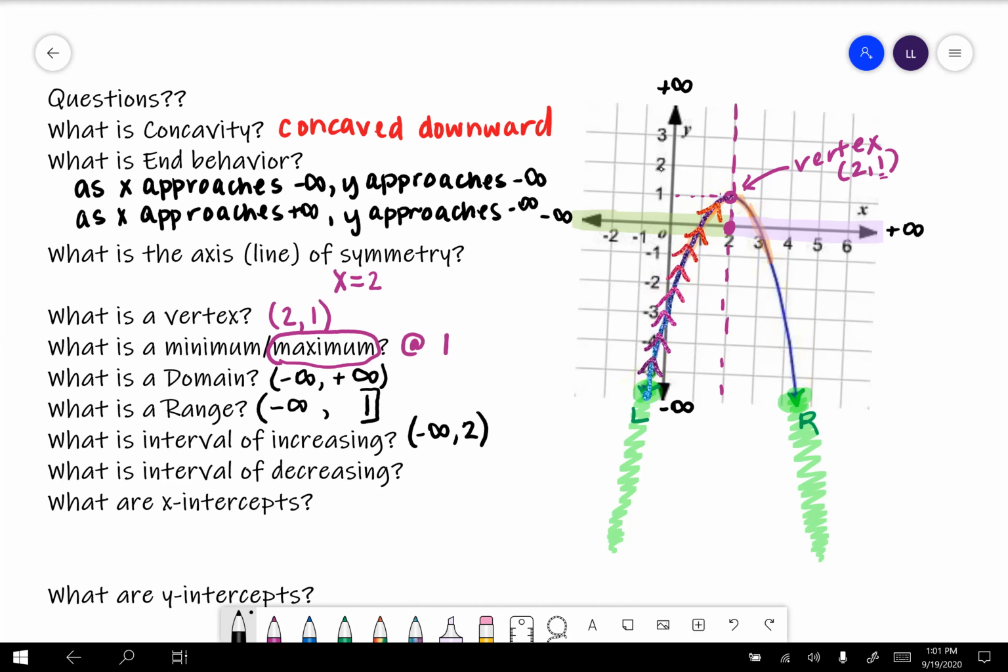Now let's go to the right side. So when you go to the right side, we pick up where we left off at 2. As you can see, we change direction at that vertex. And now what is the graph doing? Our graph is decreasing. So we draw arrows to show that it's decreasing, like so. And so on the interval from 2 to positive infinity, our graph is decreasing.